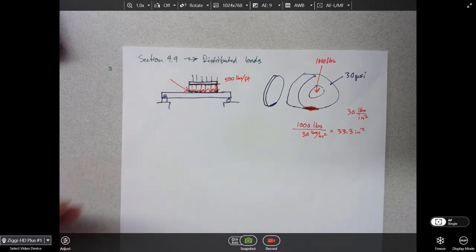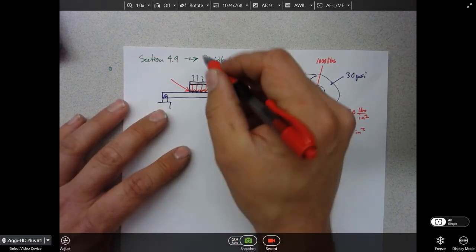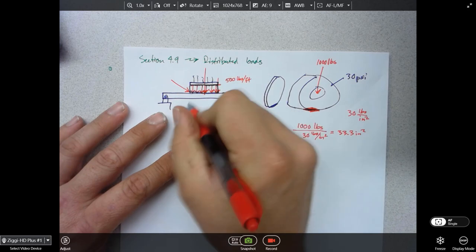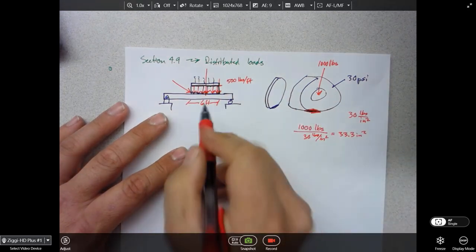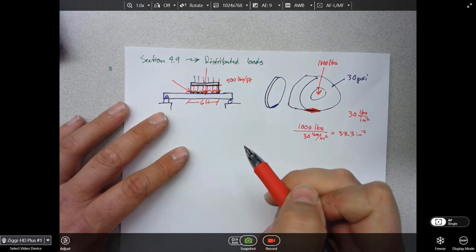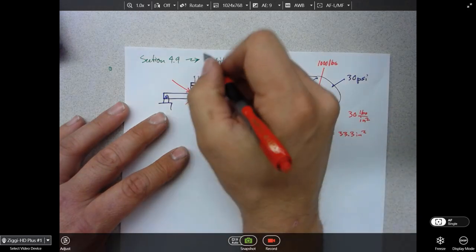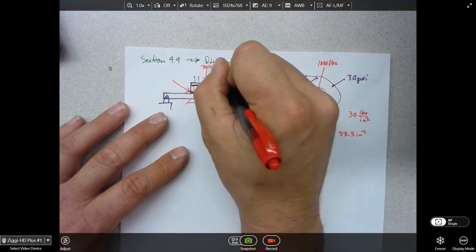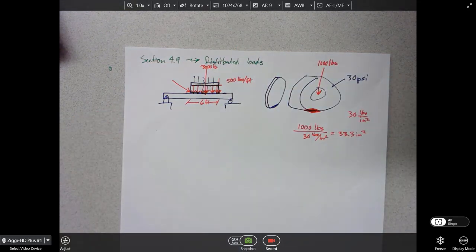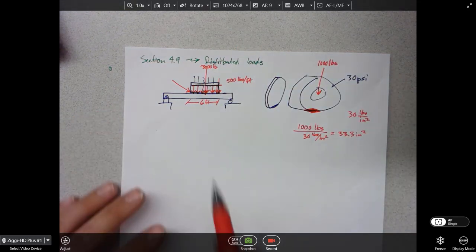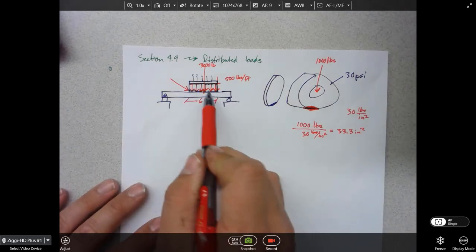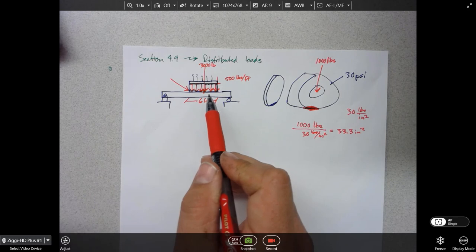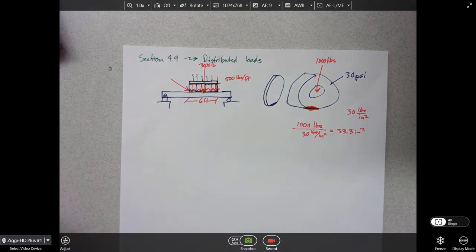We call it a distributed load because rather than my hot tub, let's see, I'm going to say my hot tub is 6 feet wide. So 6 feet times 500 pounds is 3,000 pounds, right? So rather than saying this is a 3,000 pound load just in one spot, I'm drawing it as a distributed load. And distributed loads could be anything. Water's a good example. Can you think of something else that might be a distributed load?